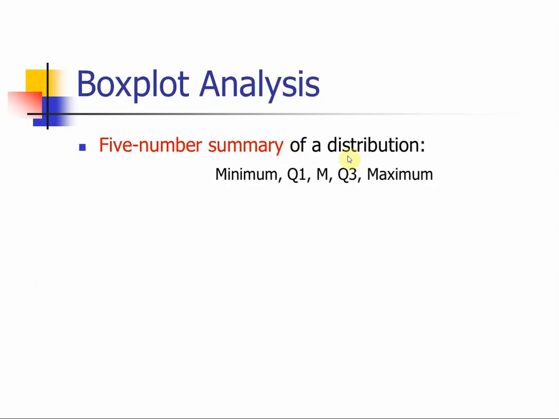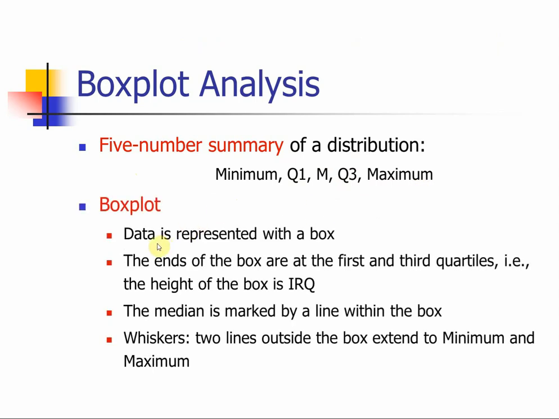So, the five number summary. We summarize the minimum value, Q1, median value, Q3, and maximum value, and that forms the most important structure of the box plot. The data is transformed into a box. The ends of the box are at the first and third quartiles, so the IQR is pointed out quickly, and the median is marked by a line so that you can see whether it is evenly distributed or positively or negatively skewed.